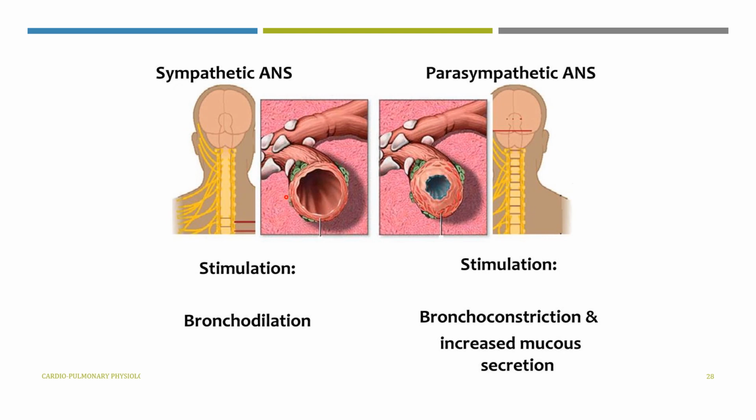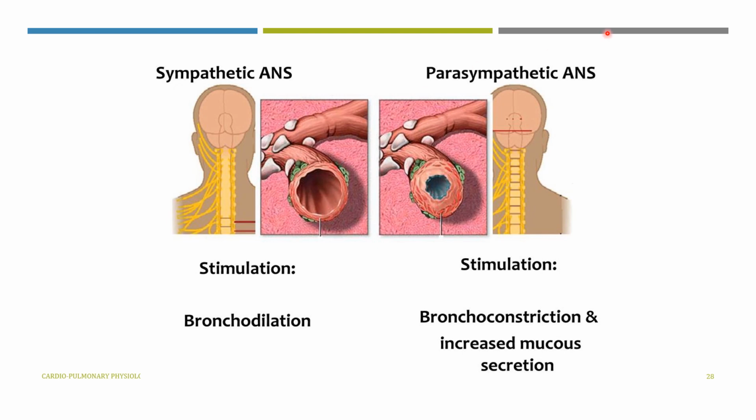Now, airflow resistance also depends on the diameter of the airway, and the diameter of the airway is again influenced by our sympathetic and parasympathetic nervous system. Stimulation of the sympathetic system will cause bronchodilation. That means an increase in the airway diameter. Here you can see the airway is wide. Whenever there is an increase in the airway diameter, resistance reduces.